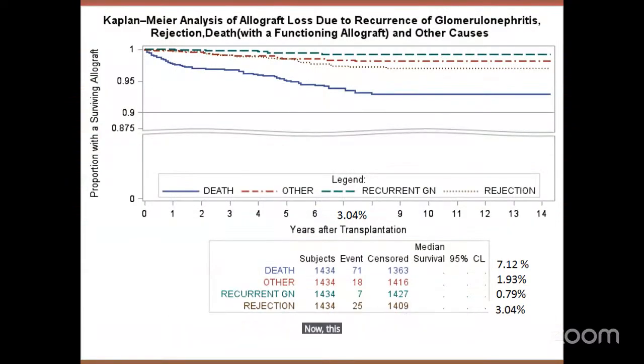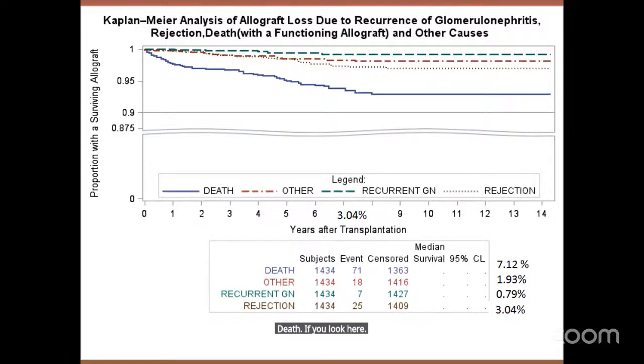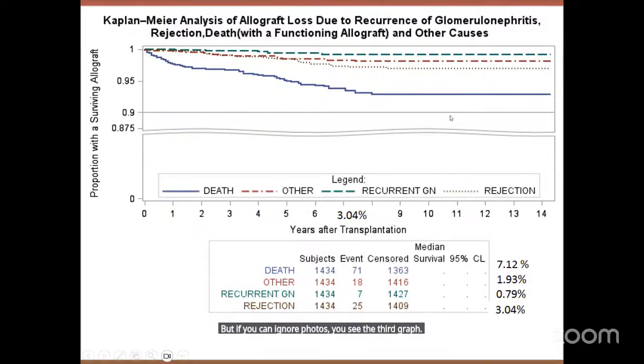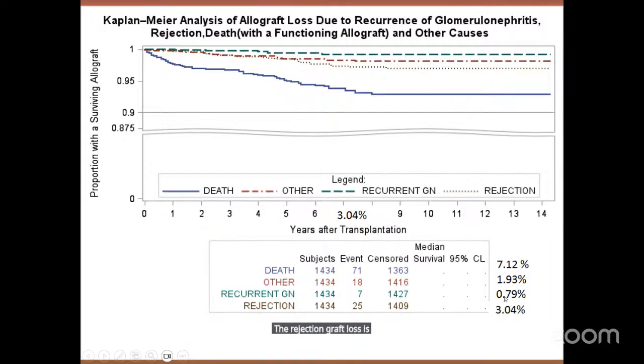Now, this is my data, the Kaplan-Meier survival analysis of allograft loss due to recurrence of glomerulonephritis, rejection, death. If you look here, the first reason for graft loss is death. We lost 7.1%, first graph. You can see it here, 7.1%. The second reason is others, could be anything. The third reason for graft loss is recurrent glomerulitis. You see the third graph, it is around 0.95%. And rejection graft loss is 3.04%.